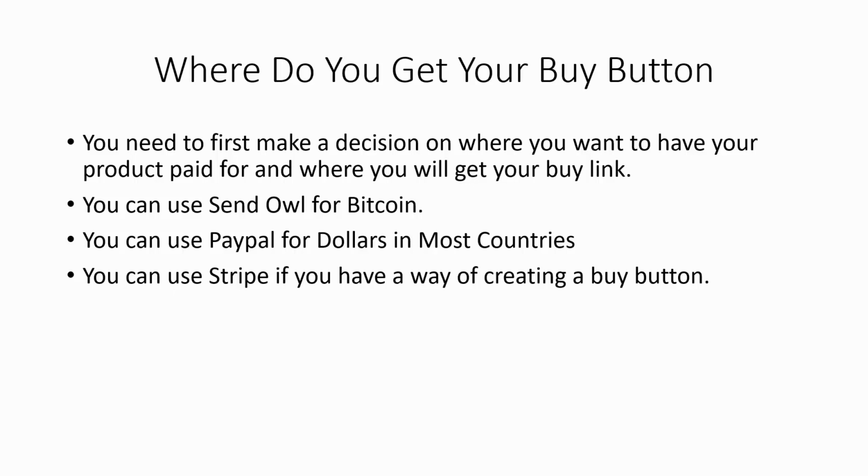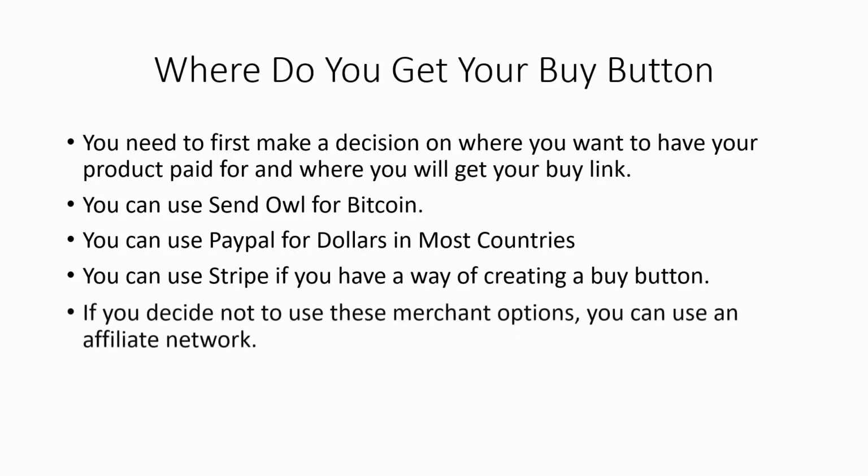And typically, if you're going to use Stripe, you're going to have some kind of third-party intermediary that will turn Stripe's coding into your buy button, right? But if you have Stripe, you have PayPal. If you want to use Bitcoin, you can do all of those three mediums. And you can use any of these merchants, but if you decide not to use them exclusively, let's say you decide you don't want to use PayPal exclusively, you can use an affiliate network in order to deliver your product, in order to facilitate payment.